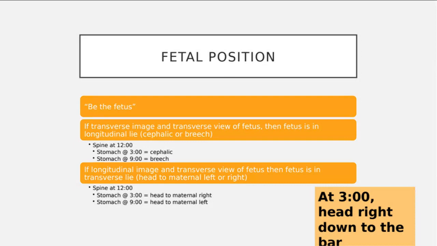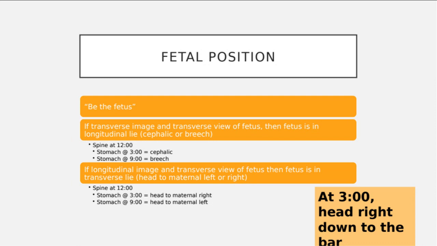So if you have a transverse picture of the baby and your transducer is in transverse, then that means your baby is either head up or head down, cephalic or breech. Now, when you're looking at that transverse picture of the baby with your transducer in transverse, you want to always say that my spine is 12 o'clock. So your spine is always 12 o'clock. Now you want to say, where is my stomach in relationship to this spine? If you're looking at your spine, it's at 12 o'clock, and then you see your stomach clockwise at 3 o'clock, that baby is cephalic. If you don't see that stomach until you get all the way clockwise to 9 o'clock, then that baby is breech. Now we have pictures of this.